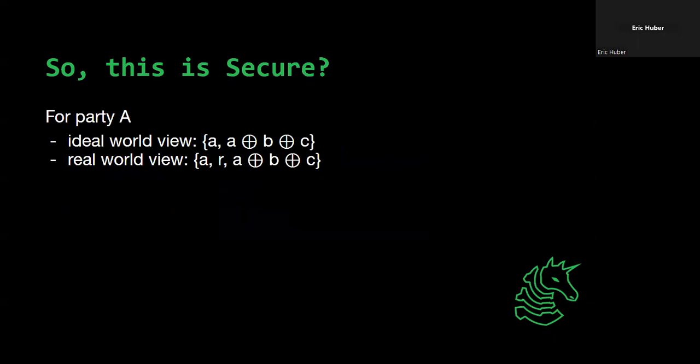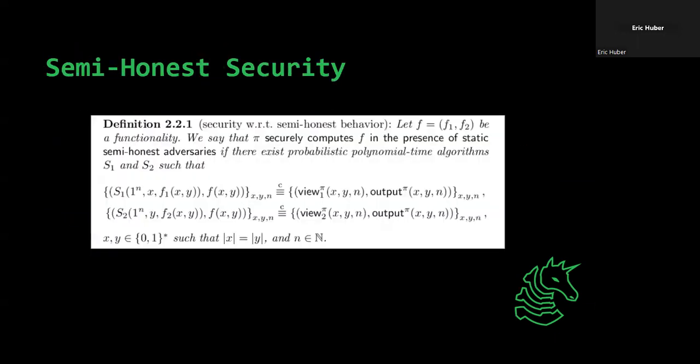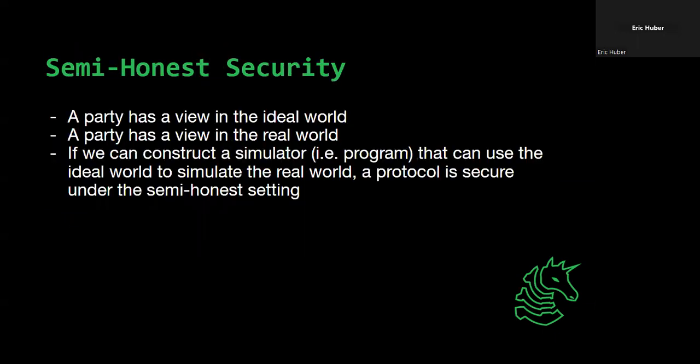So is this secure? Well, not all of us. I mean, you guys are. We're mathematicians and computer scientists, so we like to prove things. Let's try to prove that this is secure by using the definition that we mentioned earlier, how we want to use the ideal world to simulate the real world to prove that we're not learning extra information that we can't simulate in the real world.